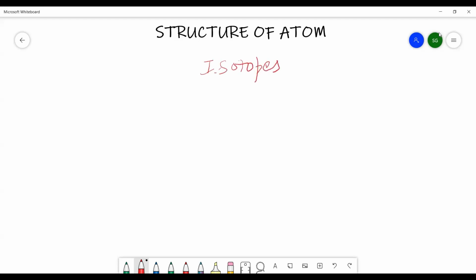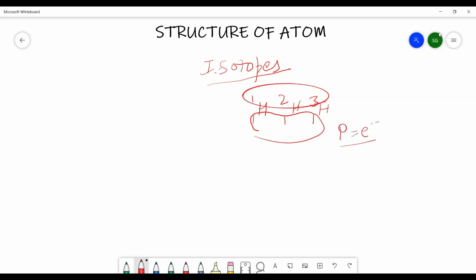In isotopes you have seen that hydrogen has three isotopes: protium, deuterium, and tritium. Now in this case you can easily see that they have the same atomic number but different atomic mass. That means they have the same number of protons and the same number of electrons, but the number of neutrons is different. So in case of isotopes, we are saying that the atoms of the same element have the same atomic number but different mass number, or we can say they have a different number of neutrons.